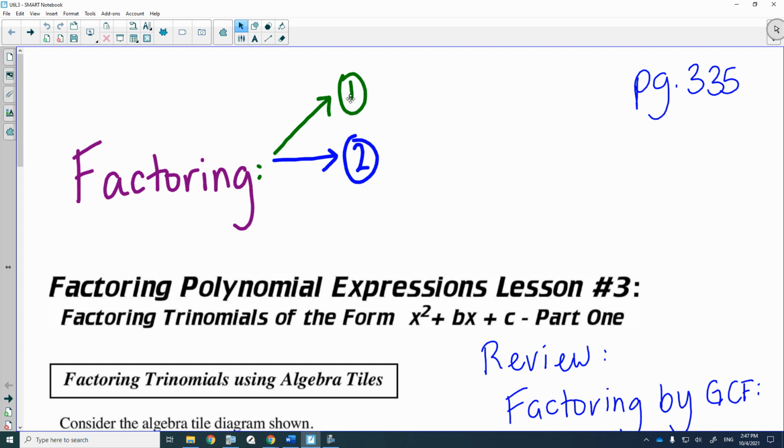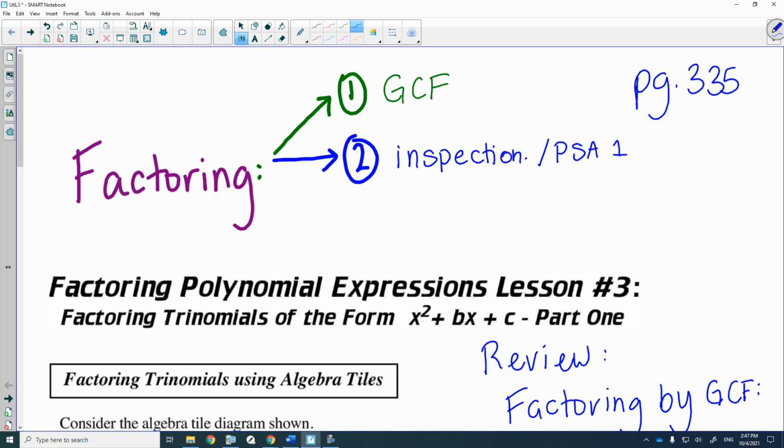We'll talk about the type of factoring we did in lesson 1 and then what it's going to be called in lesson 2. So in lesson 1, we did factoring by what was called GCF, and I'll do one example of that to remind you. In lesson 2, the method of factoring is called inspection. So that's sort of the formal term for this type of factoring. I'm often going to refer to it as PSA number 1, and that's the informal form. So if ever you're discussing the method of factoring you use, you would use the words inspection.